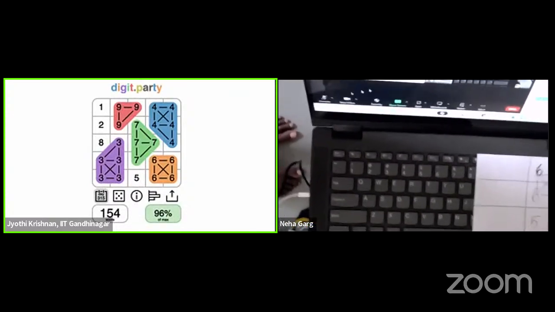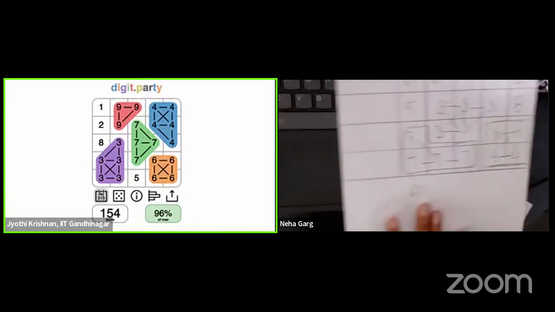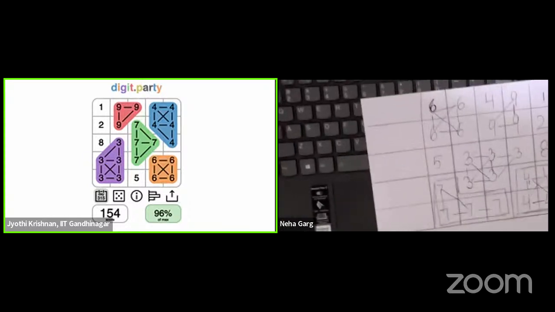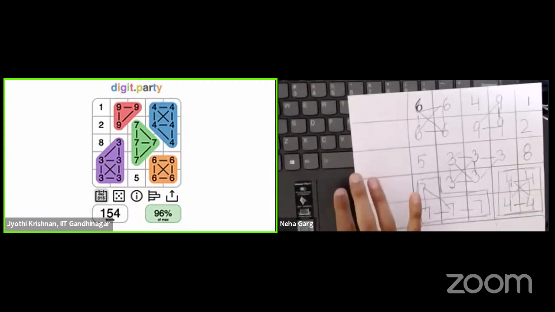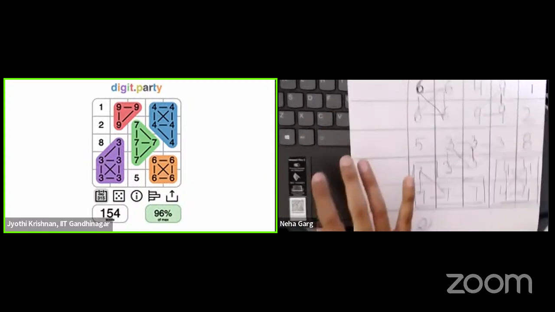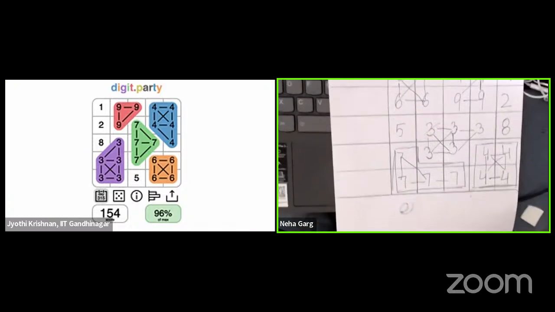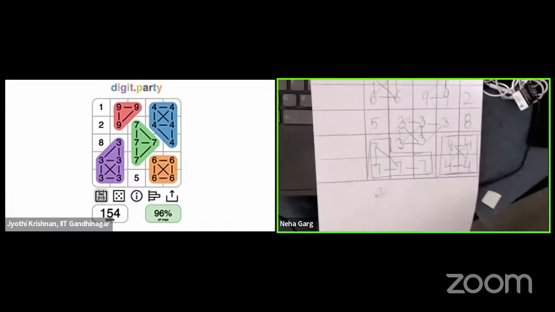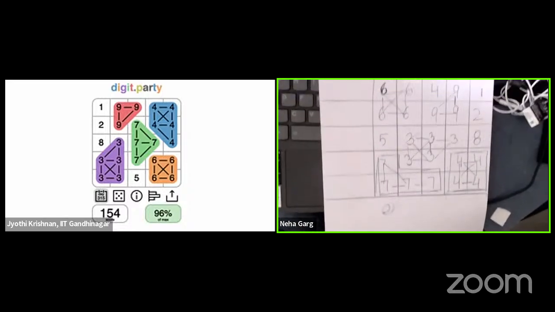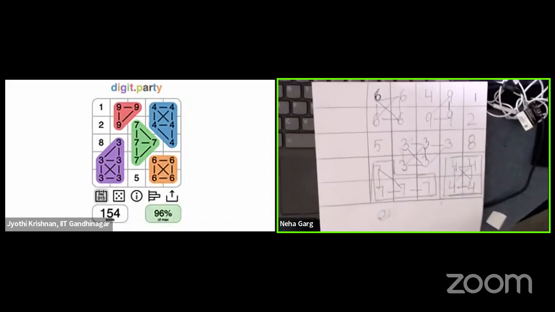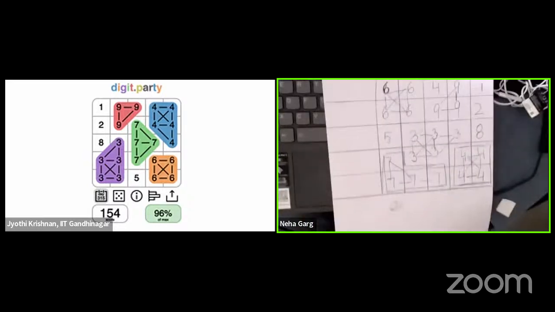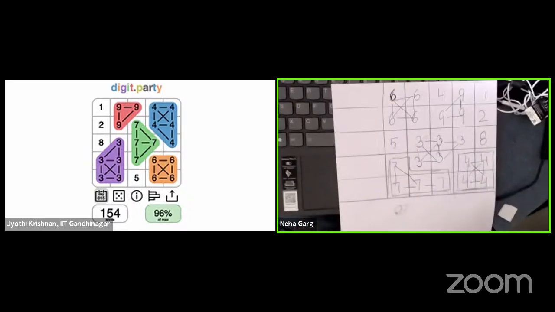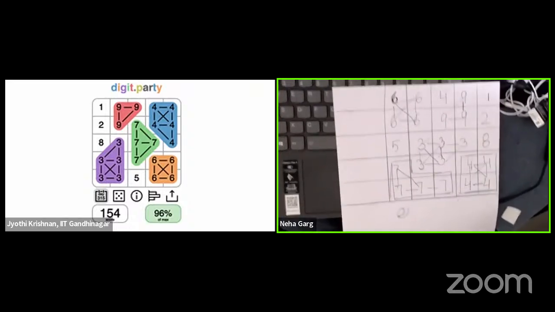I don't know. Does anyone want to answer? What will be my score? So everyone agrees my score is less than Jyoti ma'am. You can give a thumbs up or a thumbs down.